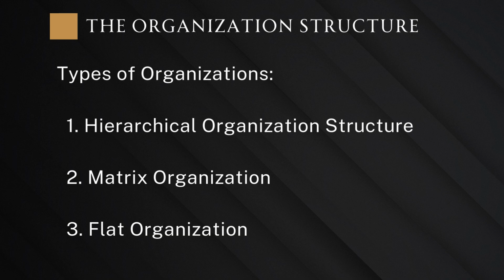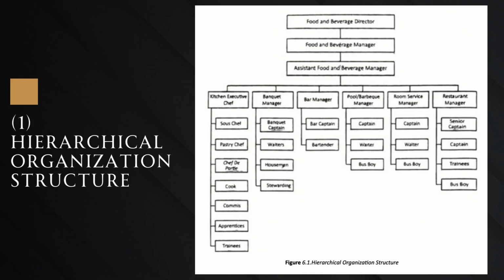Important to show the functions and authority of every division and employee. Organization structures may be designed in different ways. There are three basic types of organization structures: 1. Hierarchical organization structure, 2. Matrix organization structure, and 3. Flat organization structure. Figure 6.1 shows the most common type of organizational structure, which is the hierarchical organization structure.